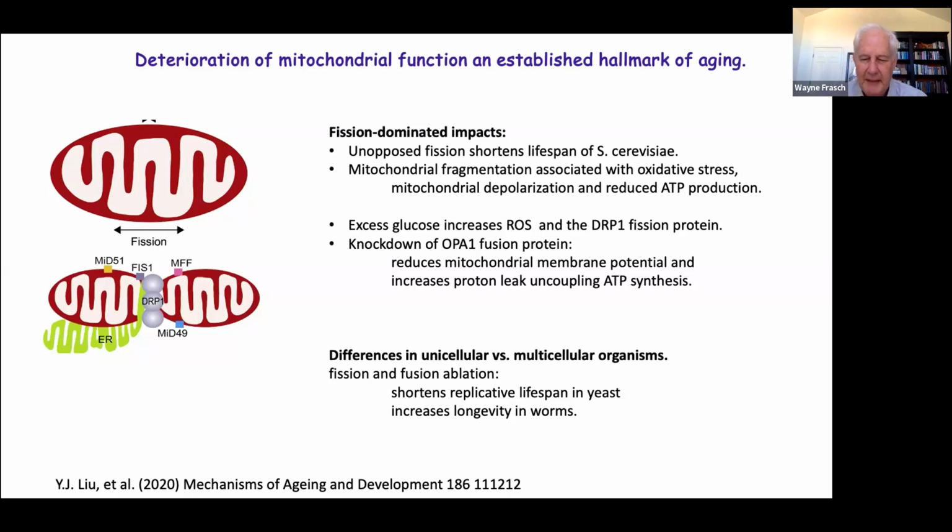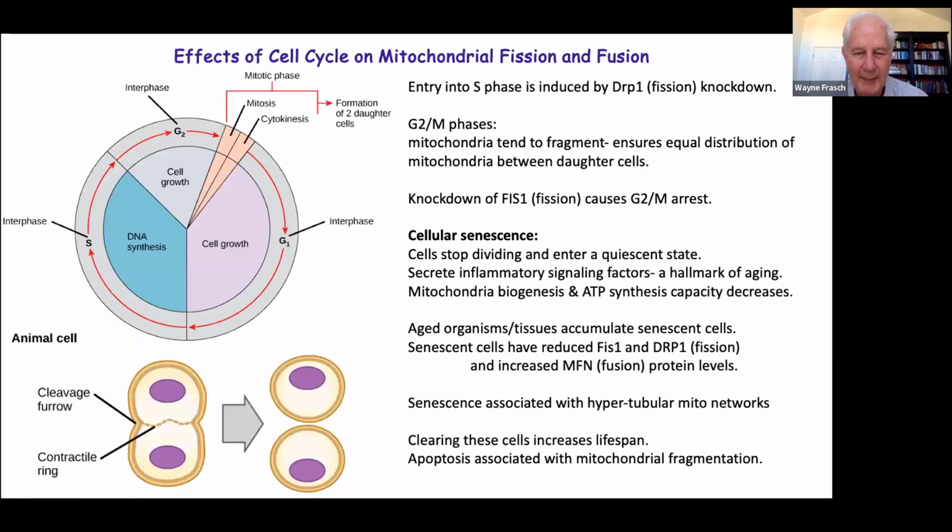Okay, so one of the differences between unicellular and multicellular organisms is that if you completely ablate fission and fusion, then it shortens the lifespan in yeast, but it increases the longevity in worms. I don't know that it has been explained how that happens. Okay, so now, I don't know how many of you may be familiar with the life cycle of a cell, but the top figure over here is showing the life cycle of a cell.